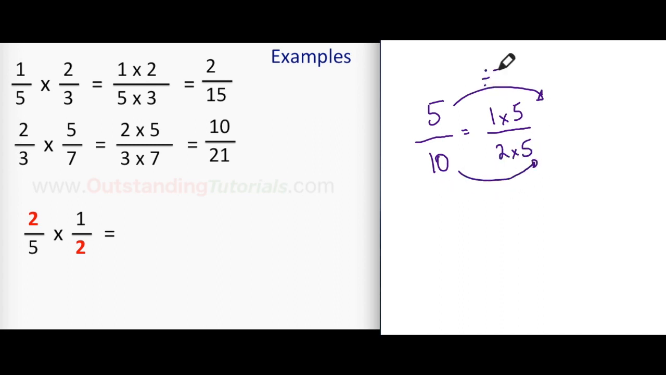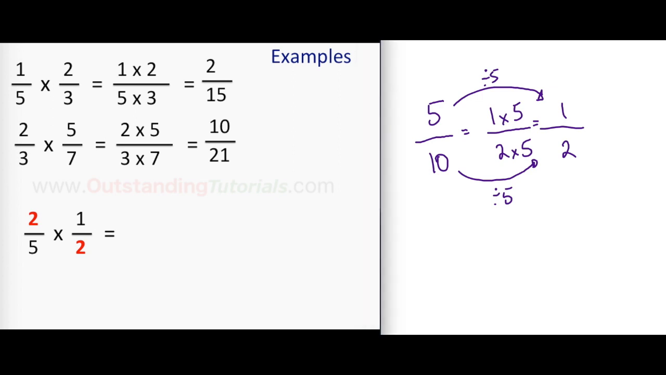Here we divide by 5. Here we divide by 5. What would we get? 5 divided by 5 will give me the 1. 10 divided by 5 will give me the 2, a half. So we know we can simplify fractions like this. What you do to the top, you do to the bottom. Here there's a 2 at the top and 2 at the bottom. So what we want to do is we want to simplify before we multiply.